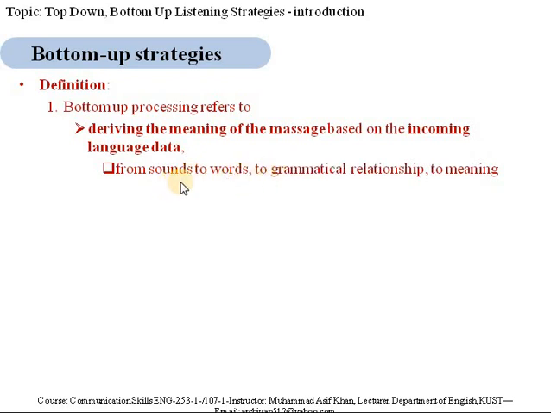As we have already studied in discriminative listening, first of all the listener discriminates between different sounds, and out of these sounds he makes words, and then he looks at the word order or the patterns and the grammatical relationships in those words, and after that he derives the meanings. It means that he starts the process of deriving meanings from the very basic level, and there is no role of the background information. So bottom-up processing is text-based.